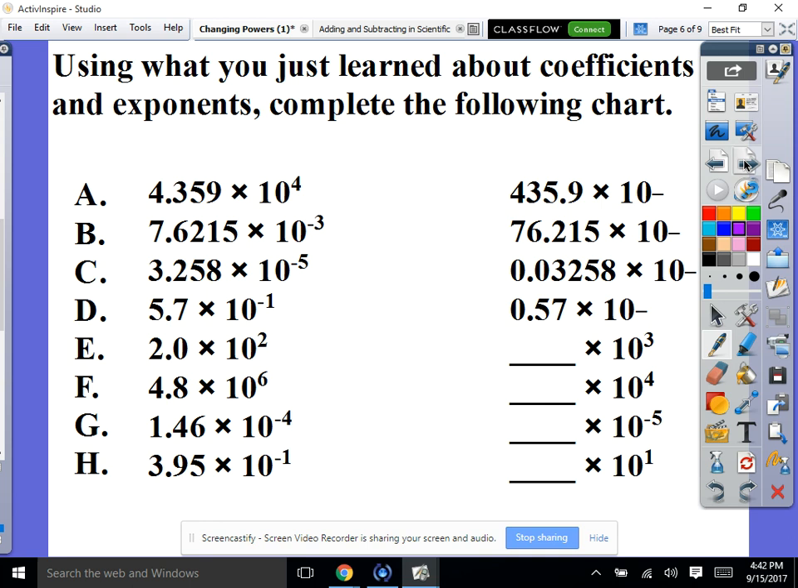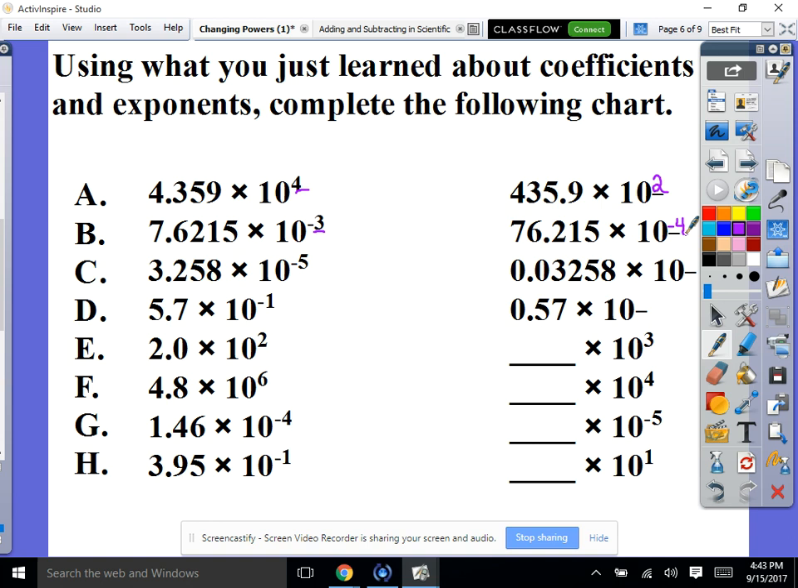So 4.359 times 10 to the 4th. If we want to write it as 435.9, how many places bigger? How many places did we have to move the decimal? Well, we moved it from after the 4, we moved it 2 places over, so we made it 2 places bigger. Therefore, we need to make that exponent 4, 2 smaller. So that would make it 2. All right, for B, 7.6215, we want to write it as 76, so we're making it 1 place bigger. Therefore, we need to make the exponent of -3 1 smaller. Be very careful with exponents, because if we want to make it 1 smaller, it's going to be -4.